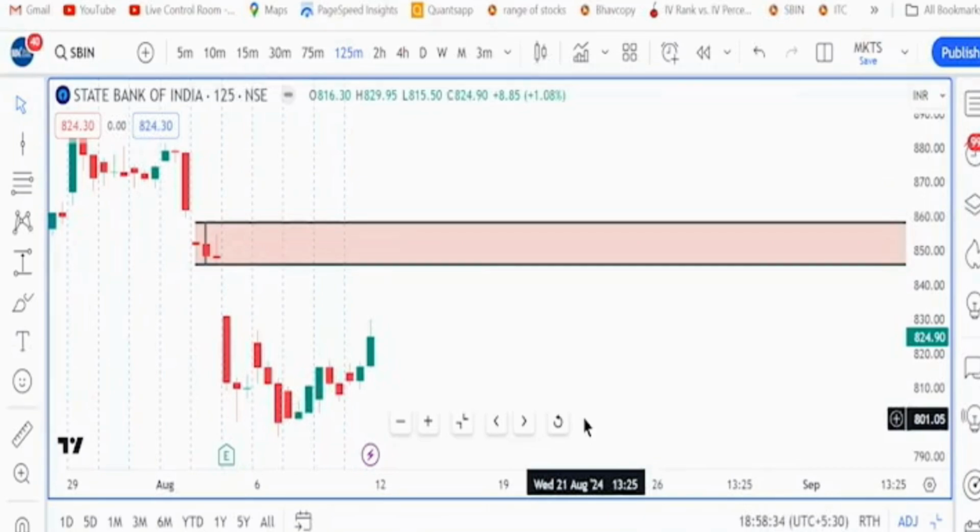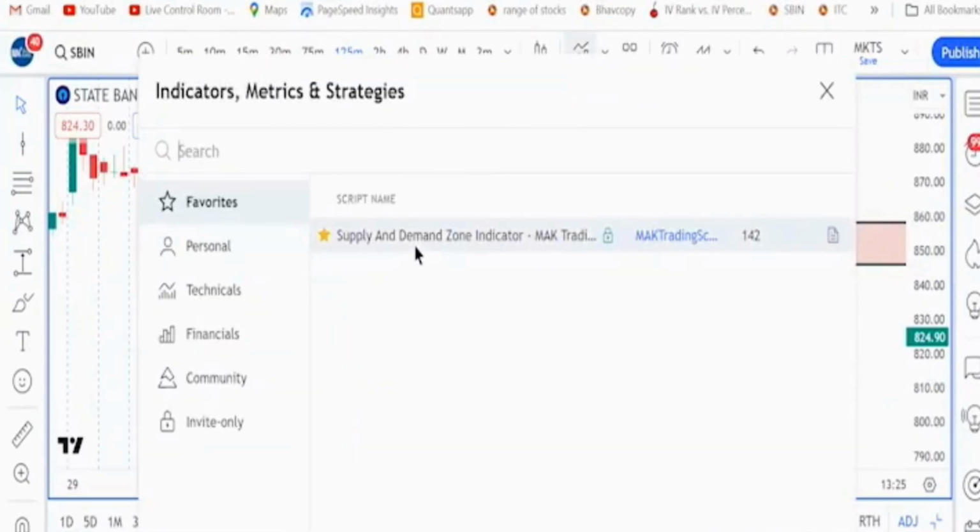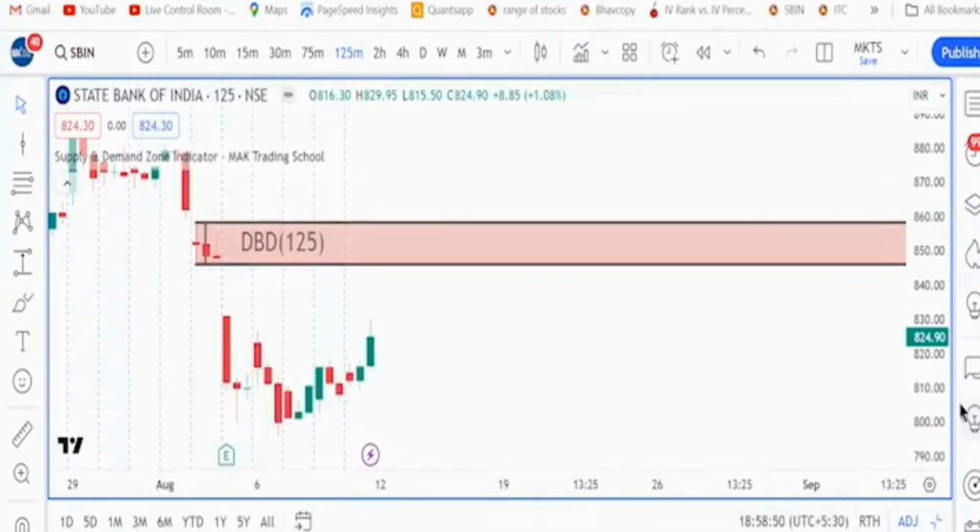So when I started off, friends, there was no indicator which would do that. So this is a proprietary indicator which me and my team have developed. This marks automatic supply and demand zones. So let me enable that indicator on the chart. Supply demand zone indicator.